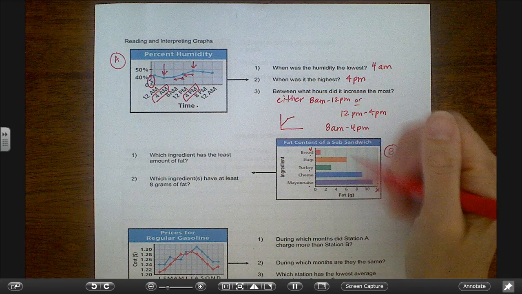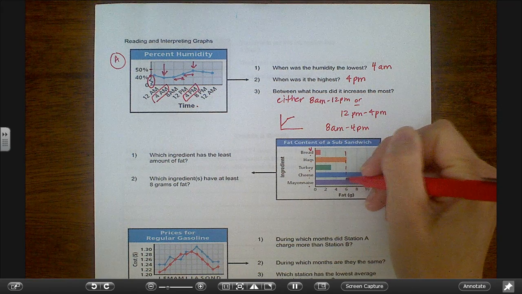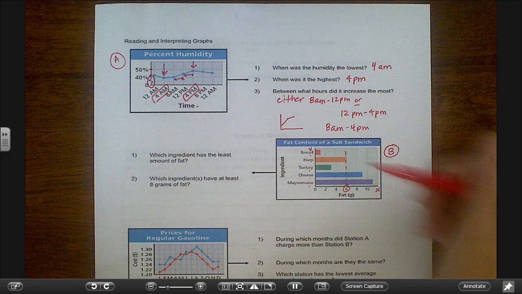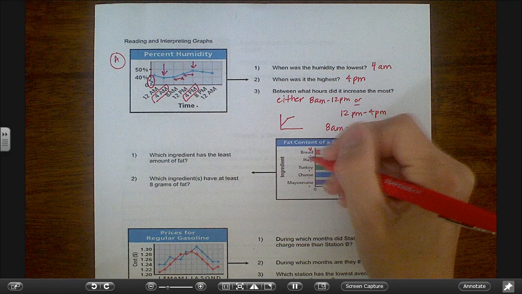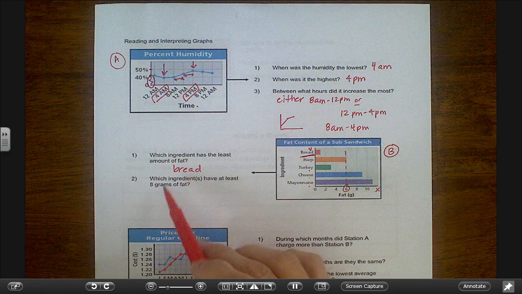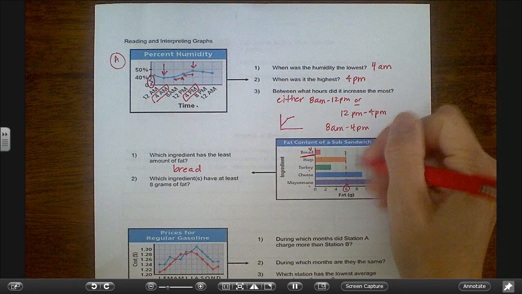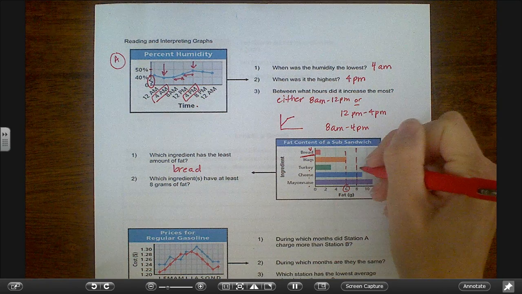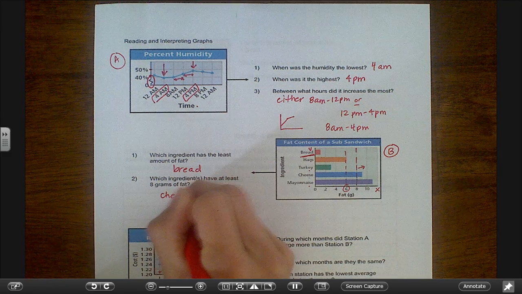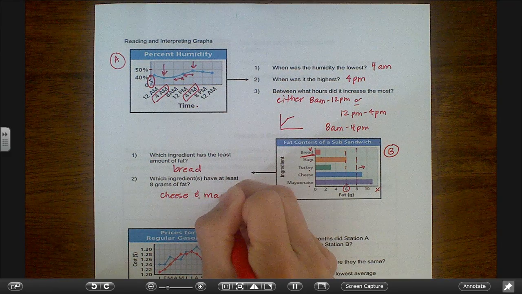And so in order to read this, let's say ham, you go out to the end of it and you go down and you say that's 6. Okay. So which ingredient has the least amount of fat? So which bar is the smallest here? That of course would be bread. Which ingredient or ingredients have at least 8 grams of fat? Well, I look at where 8 is, and that's going to be my cutoff point. So I need ones that are more than that. Well, this blue one, which is cheese, and the purple, which is mayonnaise.